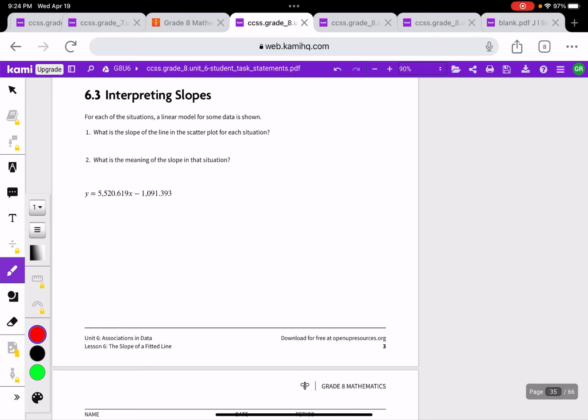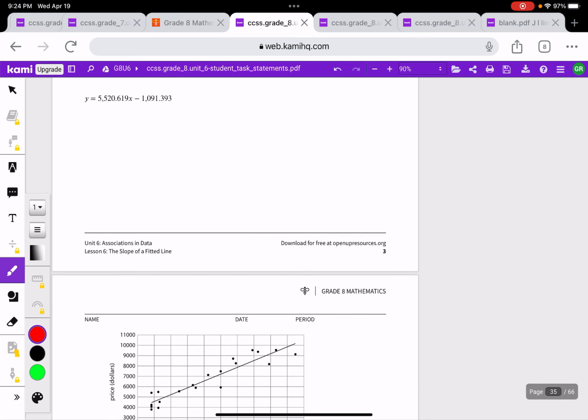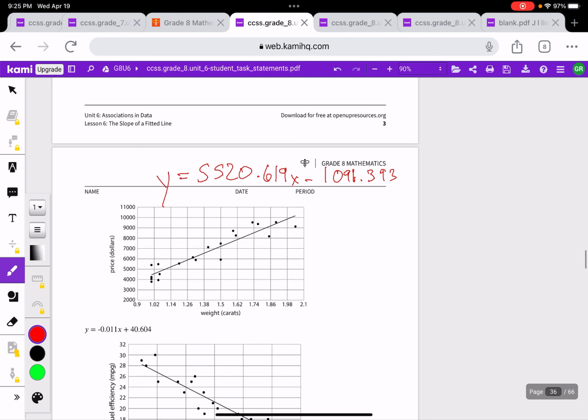And as usual, this curriculum doesn't print very friendly when it's converted to the PDF format or whatever it is. So you can see, I'm going to rewrite this. The equation for this first equation goes 5520.619x minus 1091.1.393. Now they are getting very, very technical with their equation. And so be it.